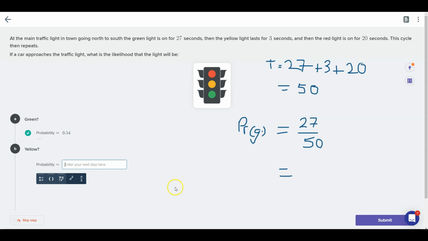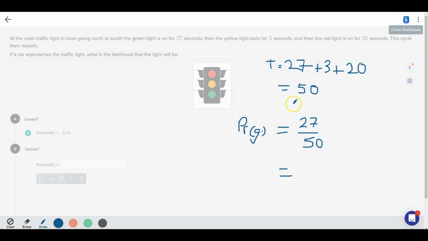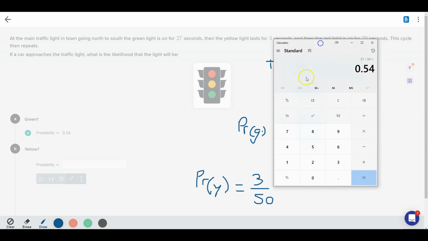For yellow, well, we've already got some of that there. For probability of yellow, all right, yellow in this case is happening for 3 out of the 50. So again, if we get our trusty calculator back, 3 divided by 50 is 0.06.